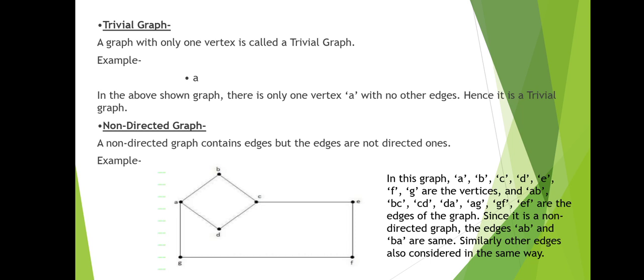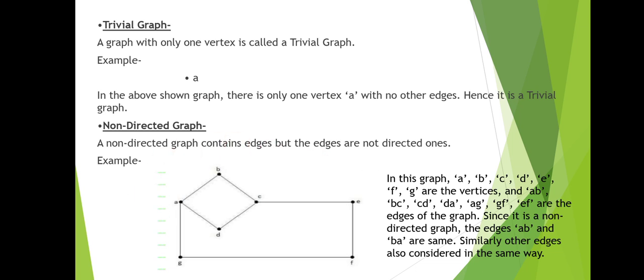So in this graph there is only one vertex with no other edges, hence it is a trivial graph. And now what are non-directed graphs? Our non-directed graph contains edges, but the edges are not directed ones. So here is the example.